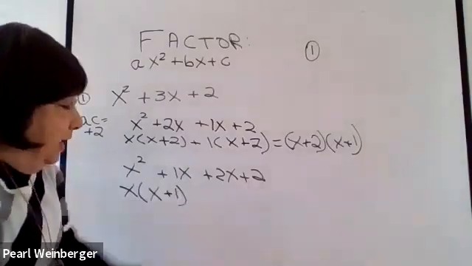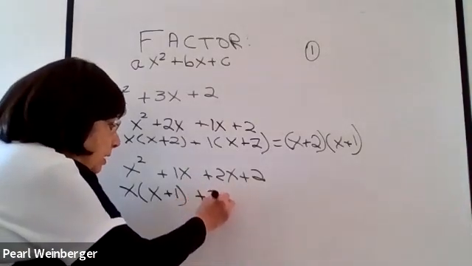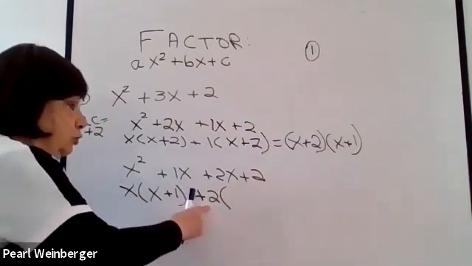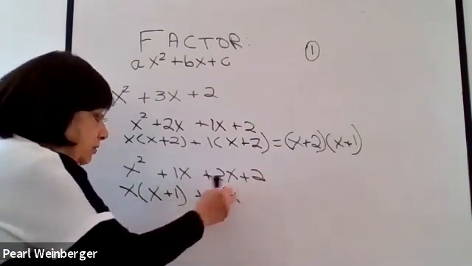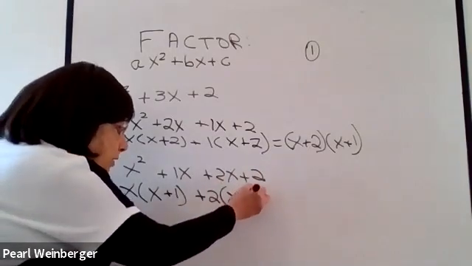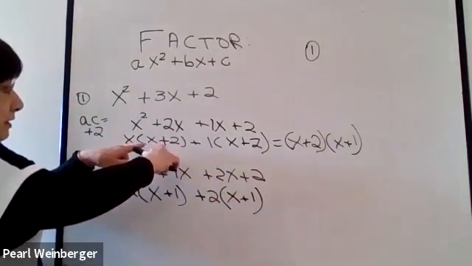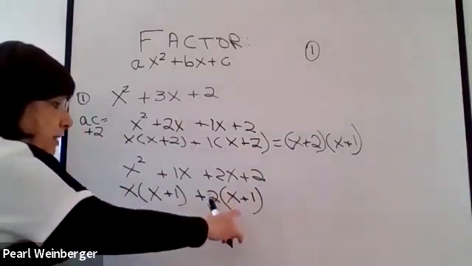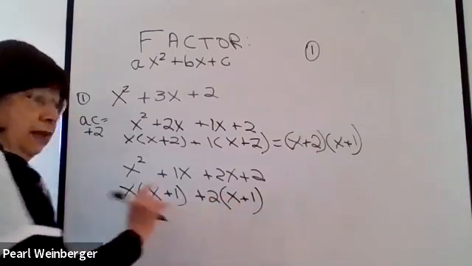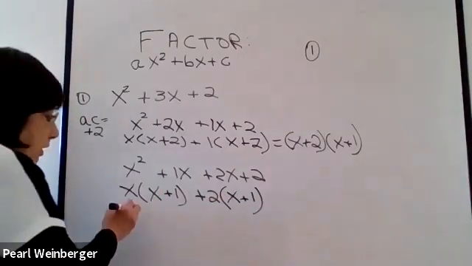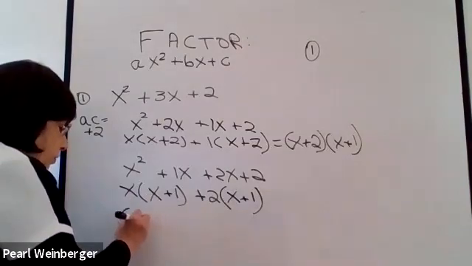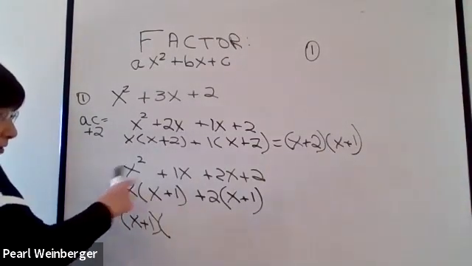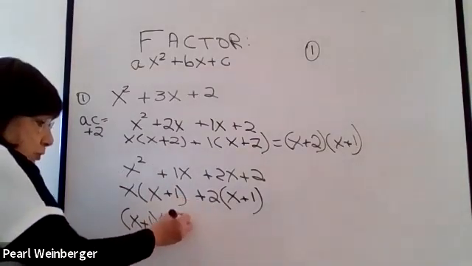In my second group, I have a 2x plus 2. I have a common factor of 2. No x because this term doesn't have an x. Taking the 2 out, 2 into 2x gives me x. 2 into 2 gives me 1. Instead of having x plus 2 in the parentheses, in this case, I have x plus 1 in the parentheses. But it's good because I have x plus 1 in both parentheses. So I can put that x plus 1 first. And in my second parentheses, I put the things that are on the outside, which is the x plus 2.